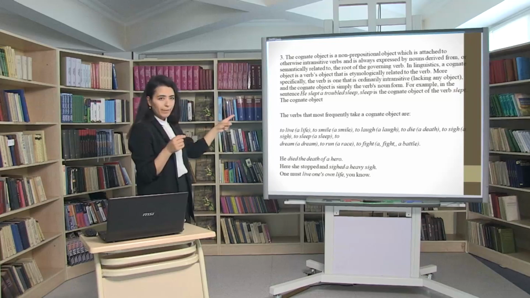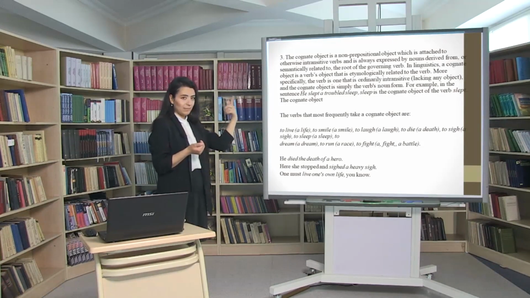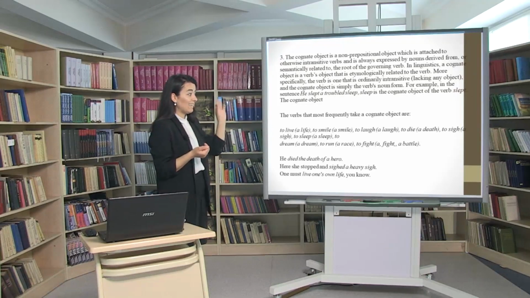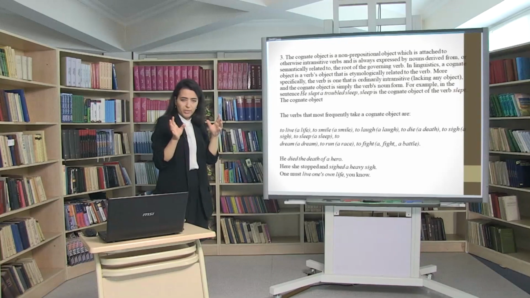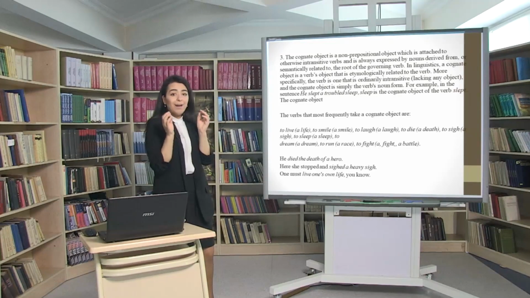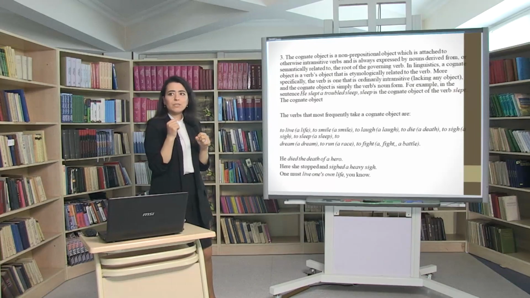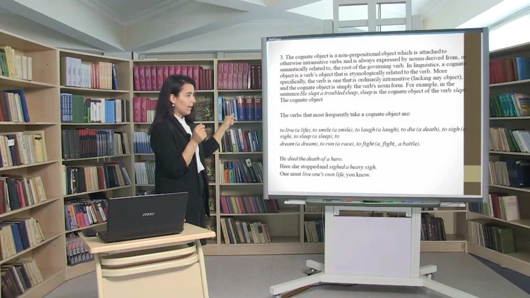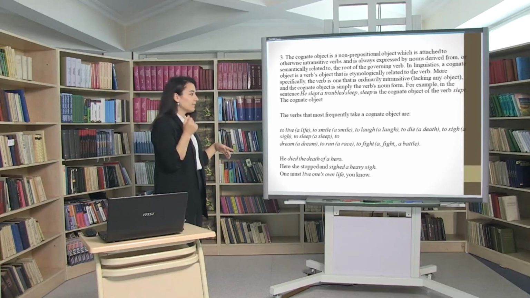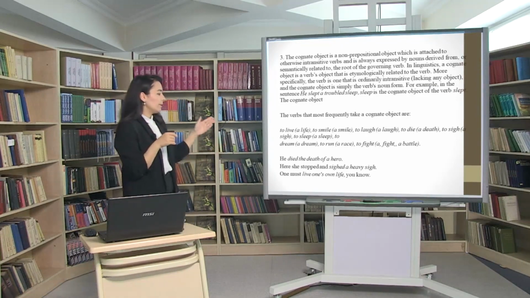And for example, to live, its cognate object is a life. To smile, a smile. Laugh, a laugh. To die, a death. As I said, cognate objects should be either from the same verb or semantically related to the same verb. For example, to sigh, a sigh. To sleep, a sleep. To dream, a dream. Run, a race. To fight, a fight. A battle, etc.